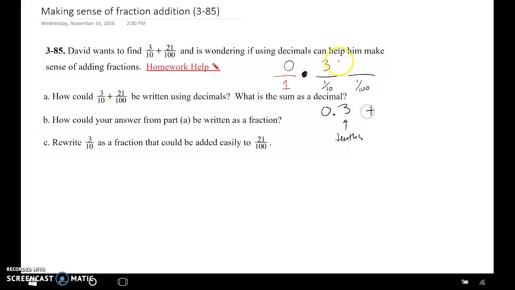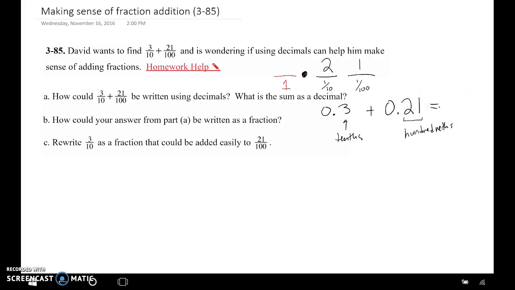Plus 21/100. So here's the hundredths place. So I can't fit 21 like that. I can only put one digit per place. So the 1 goes here and the 2 goes here. That's 2/10 and 1/100, which is the same thing as 21/100. So this is 2/10 and 1/100 makes 21/100.